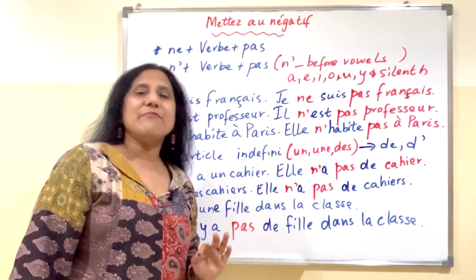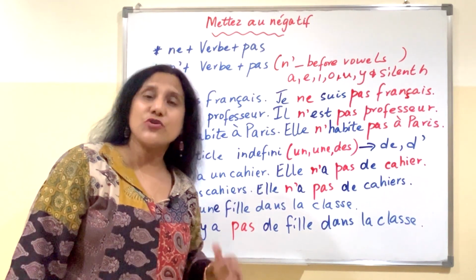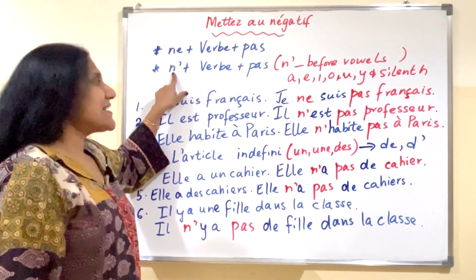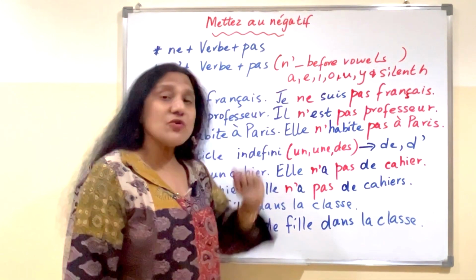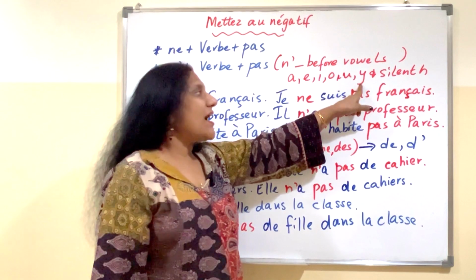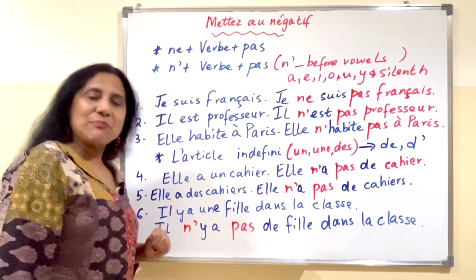If the verb begins with a vowel, which are the vowels A, E, I, O, U, it becomes n apostrophe before the verb and pas. It will also become n apostrophe before y and silent h. So let's take some examples.